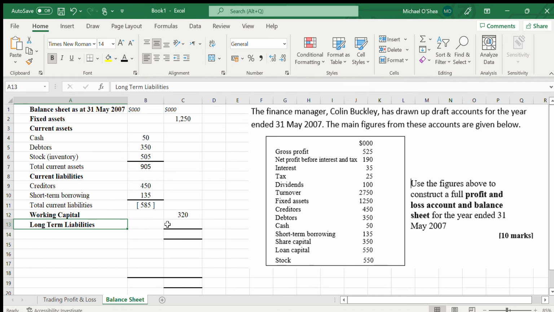It's money that you owe. So there's loan capital of 550. I can put straight in here. It's the only long-term borrowing. Long-term assets, short-term liabilities, long-term liabilities. I've dealt with the two short terms. I've got a subtotal, and now I just have to simply work out the rest.